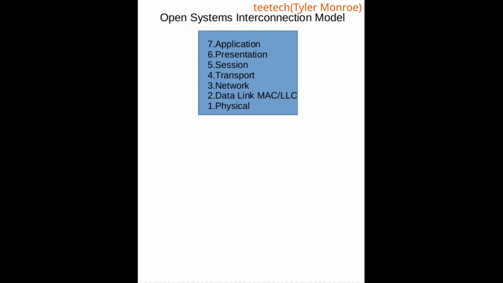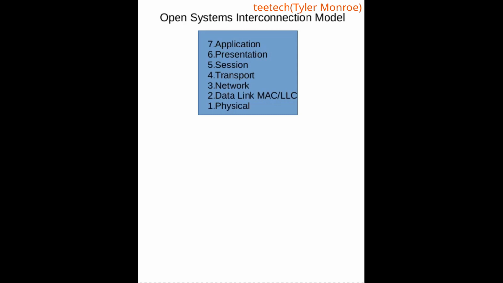So it's 7 layers, and from the top to the bottom, they are application, presentation, session, transport, network, data link. Now the data link layer does have 2 sublayers, the MAC layer and the LLC layer. They stand for Media Access Control and Logical Link Control. Now the last layer is the physical layer.